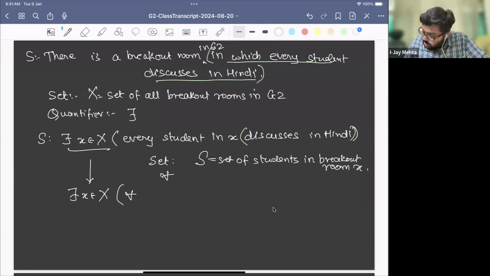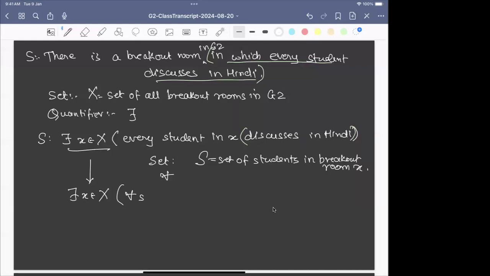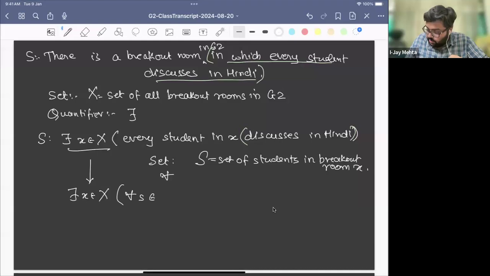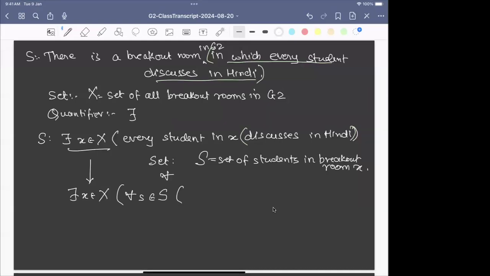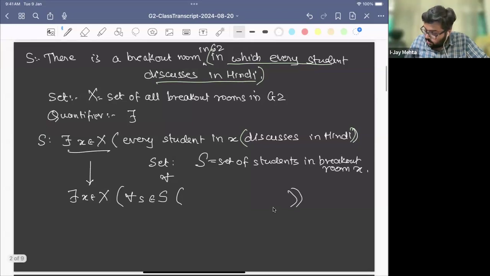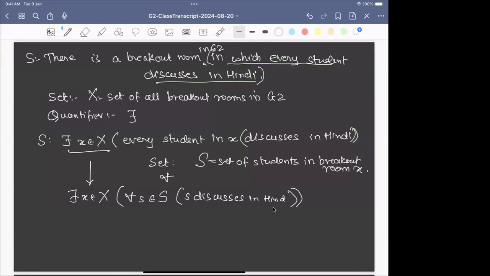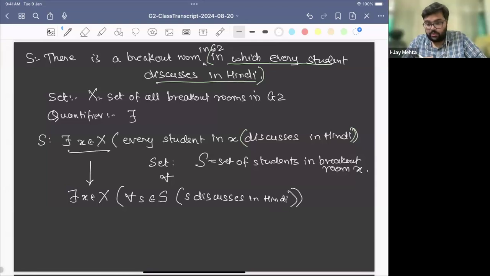Yes. What is small s? So students in breakout room X. Small s is a student, right? Given any student in, okay. And then what is the property? Discusses in Hindi. Who discusses? S. Yes, that student discusses in Hindi. Okay, good. Thank you.